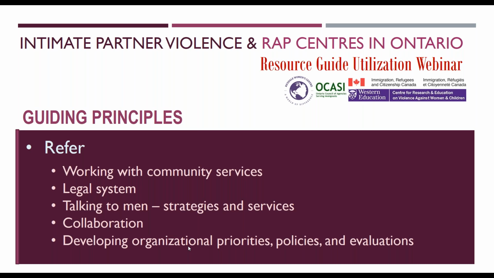And then we talk about collaboration, and we really see collaboration and service delivery in a holistic sort of way. When we're collaborating, we're working in a way that reduces the risk, and we improve outcomes and the quality of service that's available to any person or family. And then we talk about developing organizational priorities, policies, and evaluations.